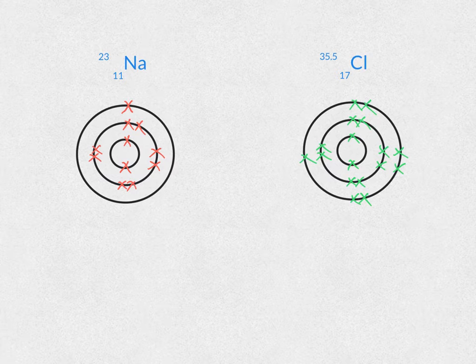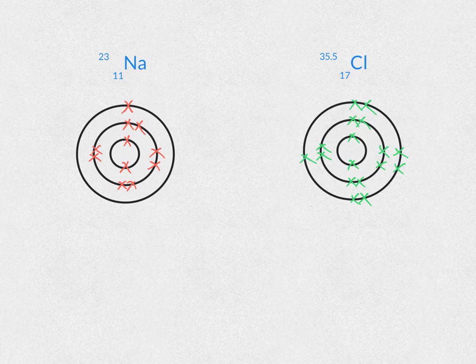The reason why atoms want to bond is because they want a full outer shell of electrons. Now, in the case of sodium, this is a metal atom. We can see that there is 1 electron in the outer shell. It is far easier for sodium to lose this 1 electron than to gain 7 more electrons to fill up that outer shell. Likewise, with chlorine, it has 7 electrons in its outer shell. It is far easier for chlorine to gain 1 more electron to fill its outer shell rather than to lose all 7.